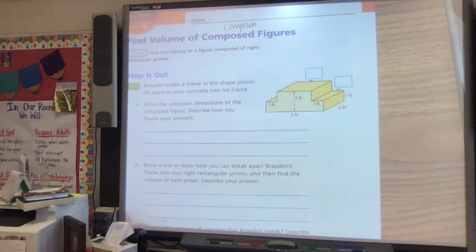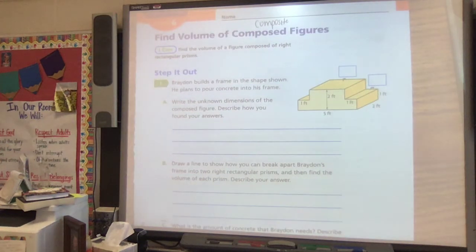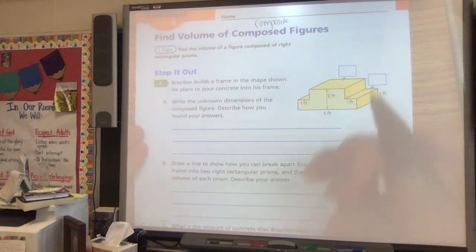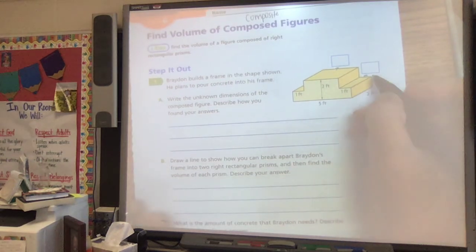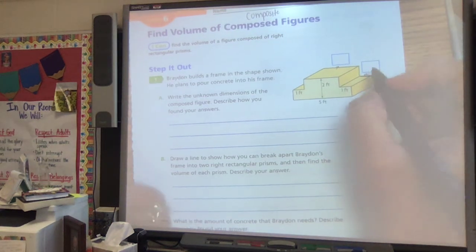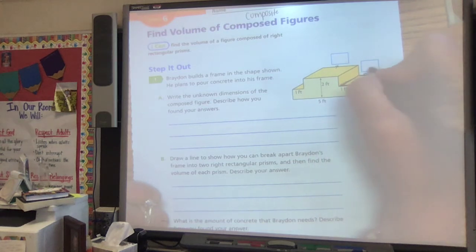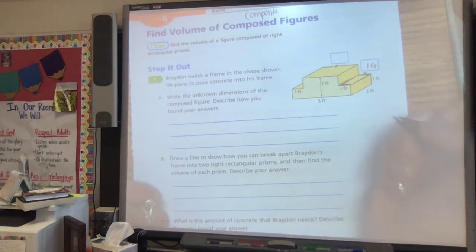Sometimes it is kind of hard to just look at these and know what it is they're wanting you to see. Okay, so let's look at this. We're trying to find this dimension, what it measures. Okay, so what I always do is I look. This is a rectangle. I know that the opposite sides are congruent. So if this is 1 foot, then that is also 1 foot.